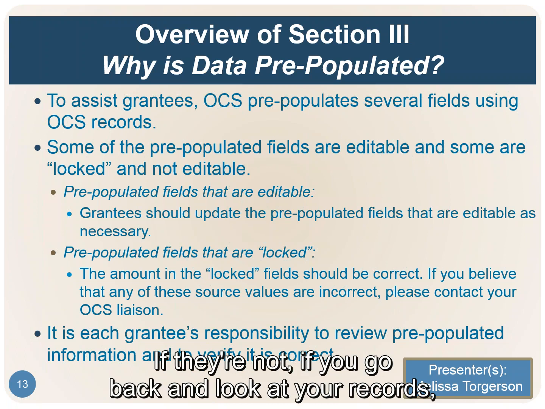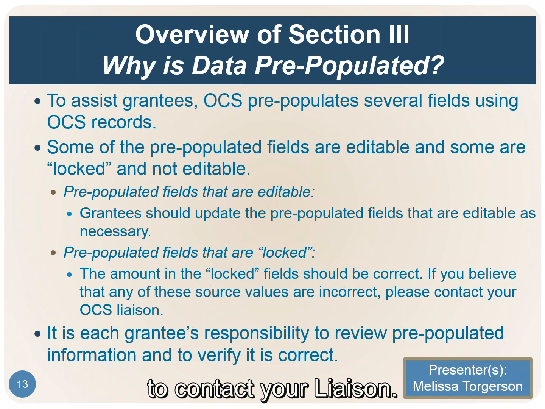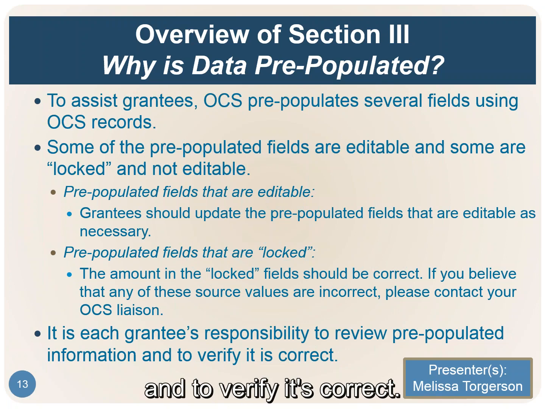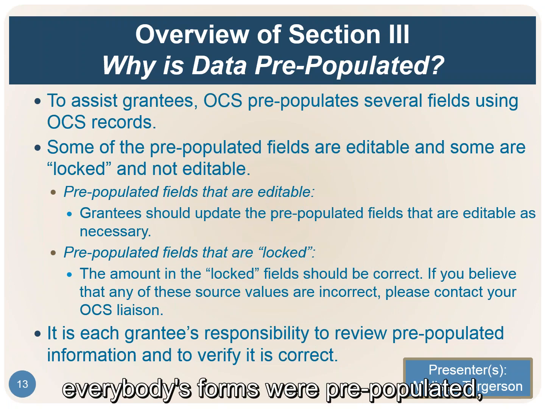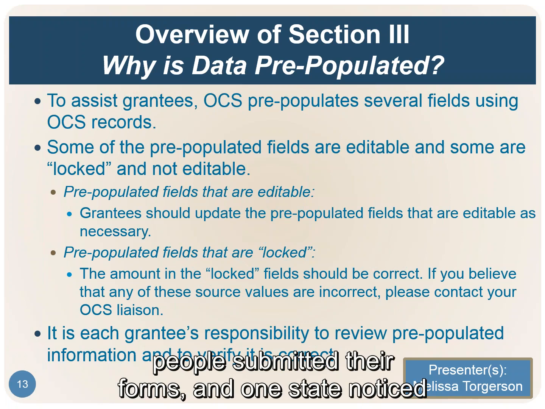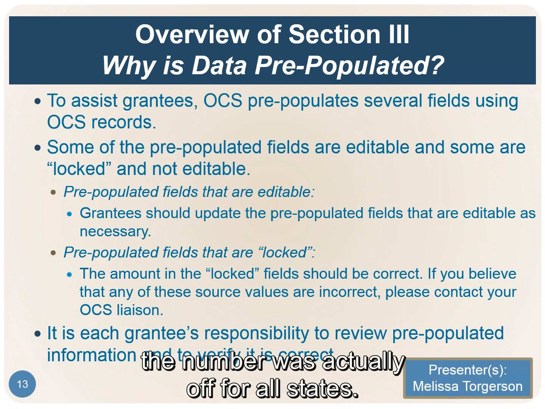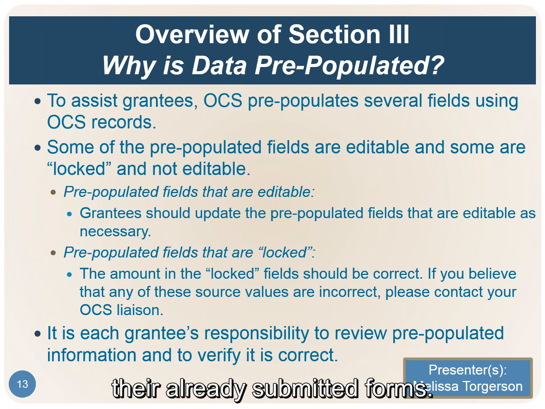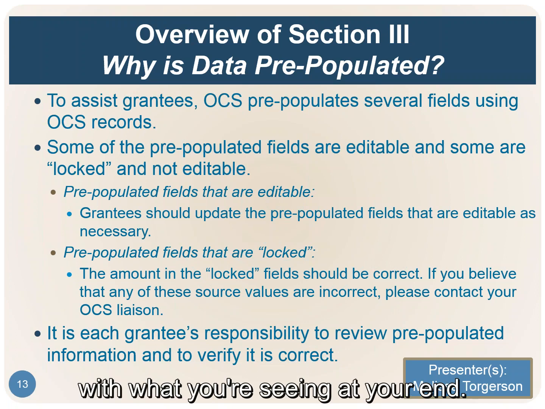If they're not, if you go back and look at your records or something doesn't look right, we encourage you to contact your liaison. It is absolutely your responsibility to review pre-populated information and to verify it's correct. One year, there was a mix-up in the data. Everybody's forms were pre-populated. These people submitted their forms, and one state noticed that the number was off and realized the number was actually off for all states. Each state had to go back in and correct their already submitted forms. So it's really important for you to go in and check and make sure those numbers match up with what you're seeing at your end.